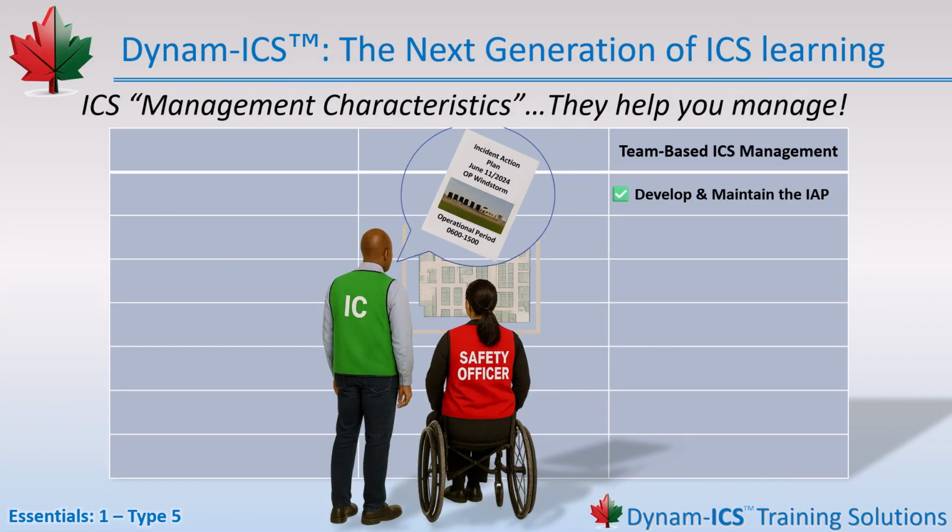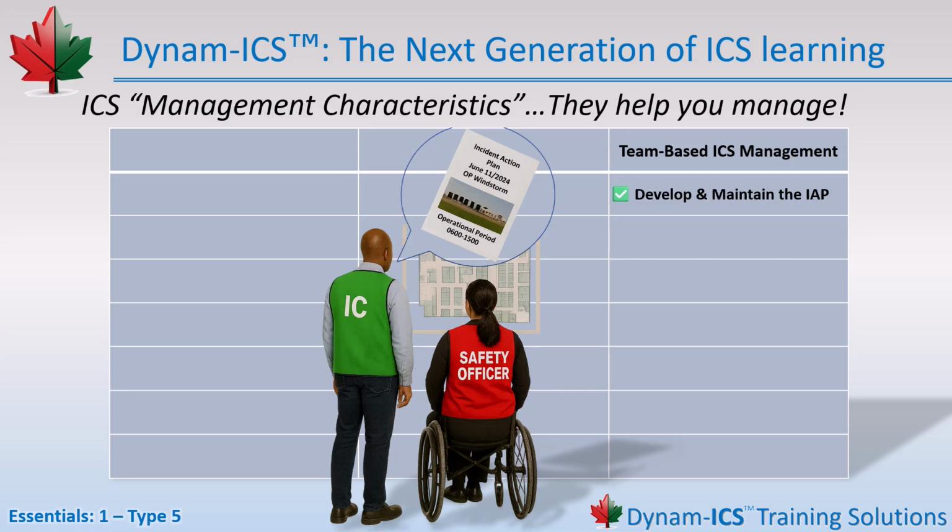Now we're moving into the team-based side of the management characteristics. And this is where the Incident Action Plan, or IAP, becomes the backbone of organized response. In Type 5 and 4 incidents, your action plan is simple, verbal, quick, and focused on what's happening right now. But when the incident grows into a Type 3 or larger, that plan becomes written.